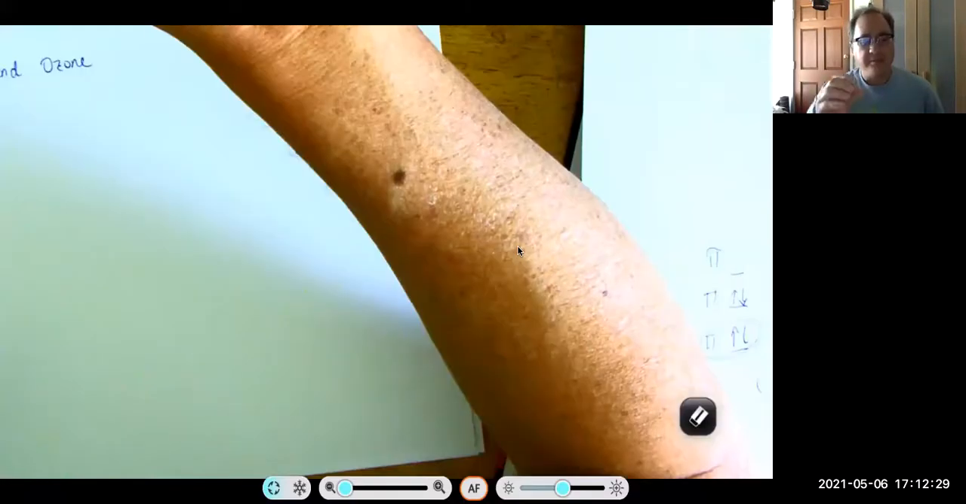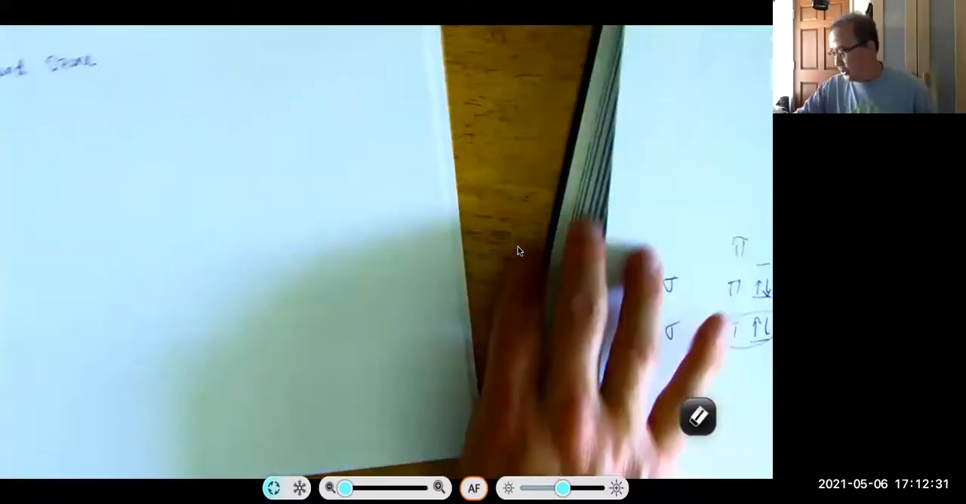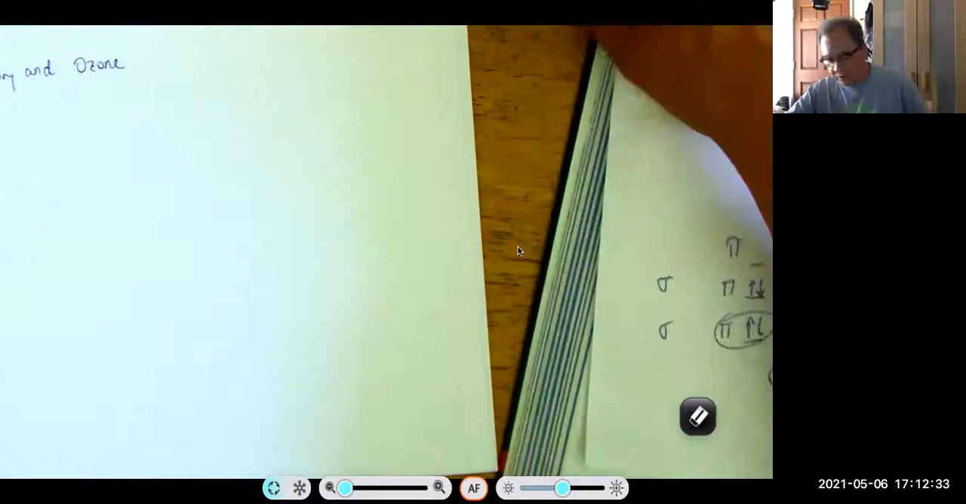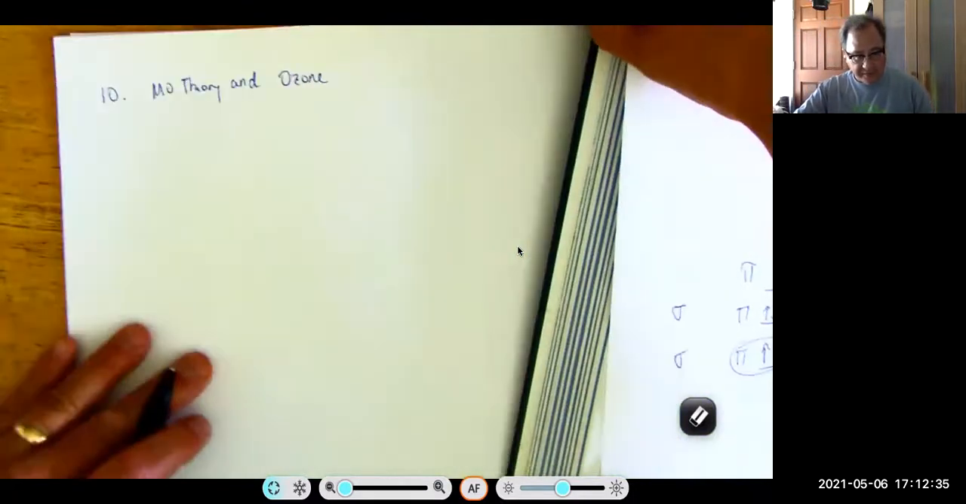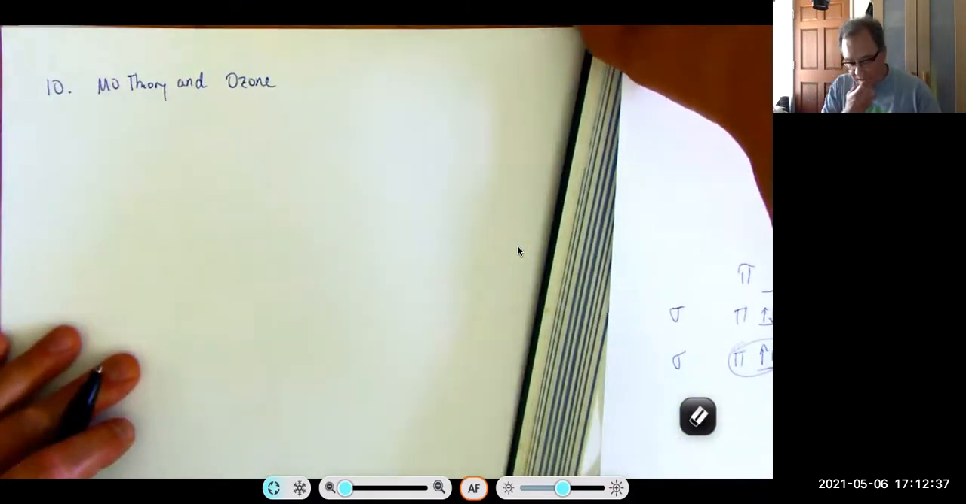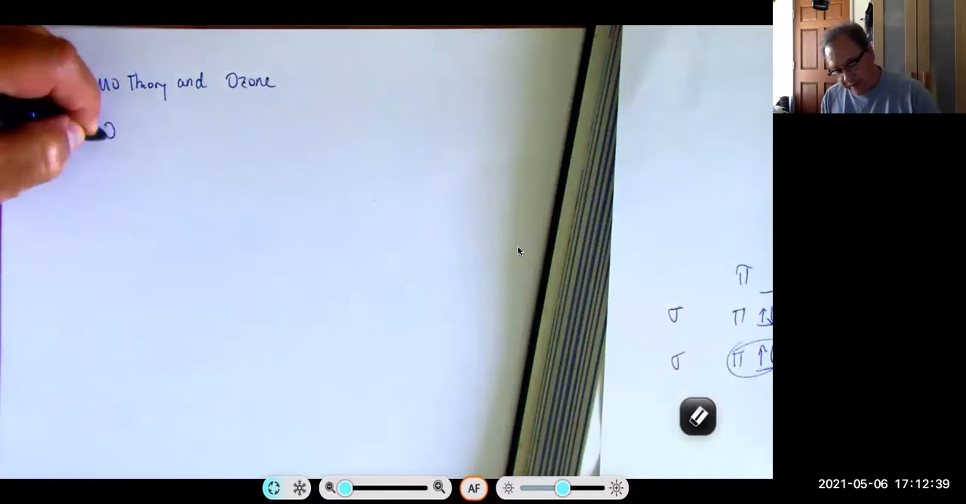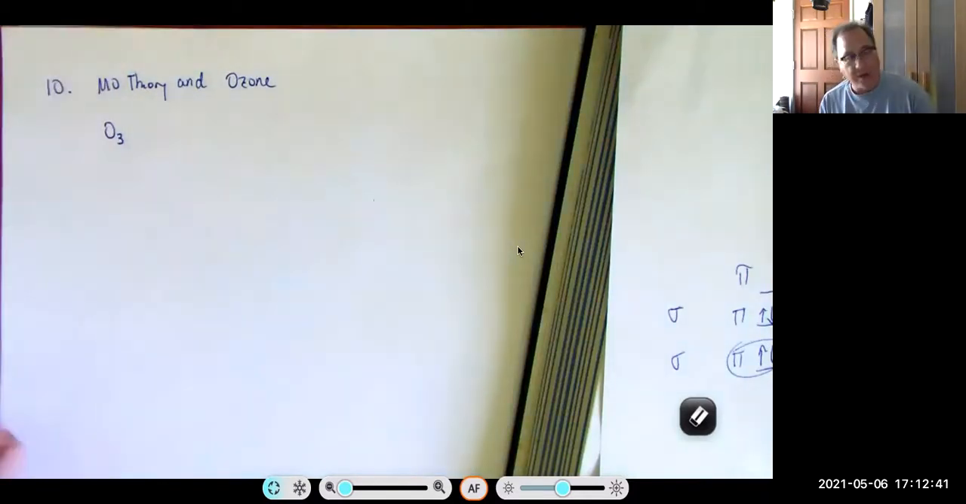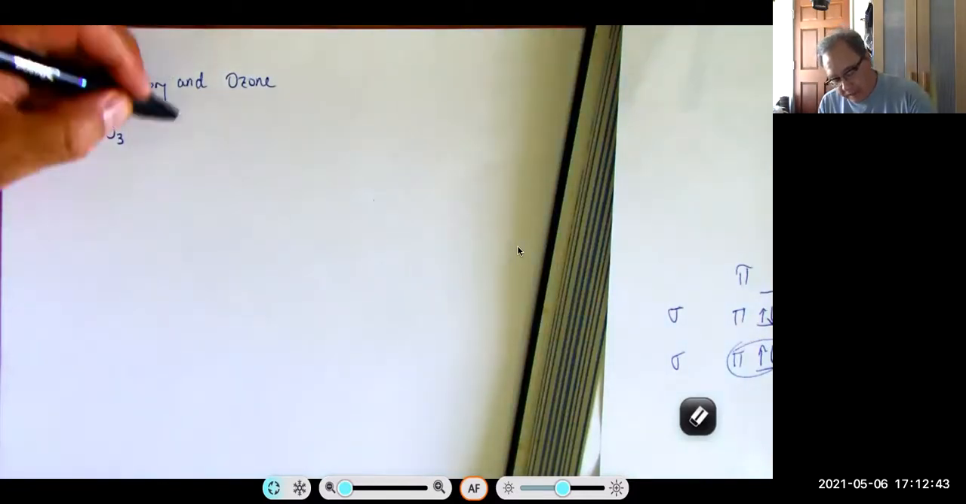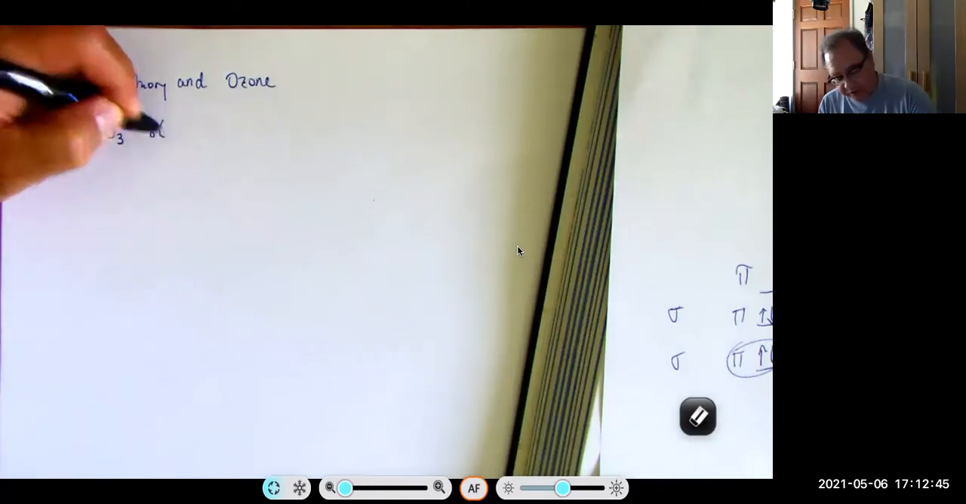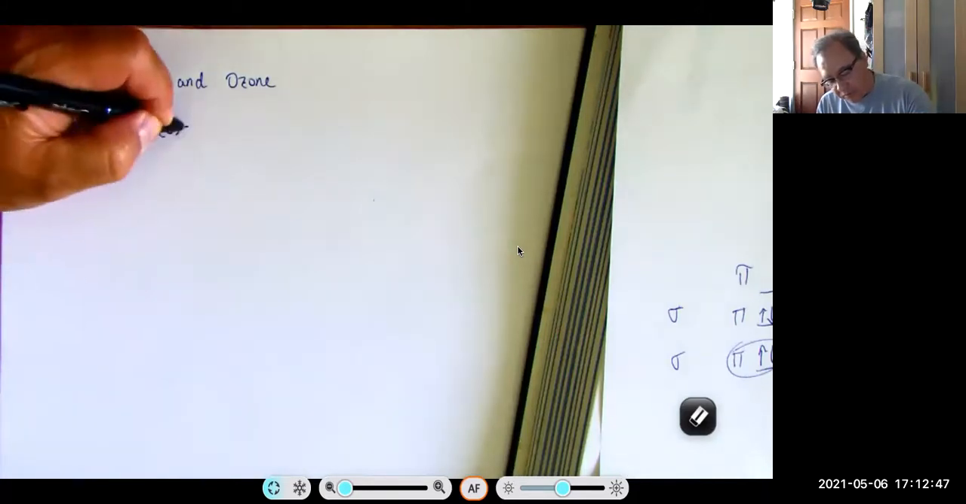All right, let's take a look at a new take on molecular orbital theory and ozone. So this is my take on it, which you're not going to find anywhere else. For ozone, you have 3 atoms. They're all oxygens. And you have 8 electrons per oxygen times 3, which means you have 24 electrons total.